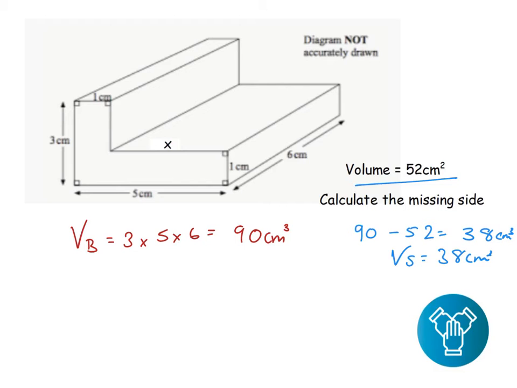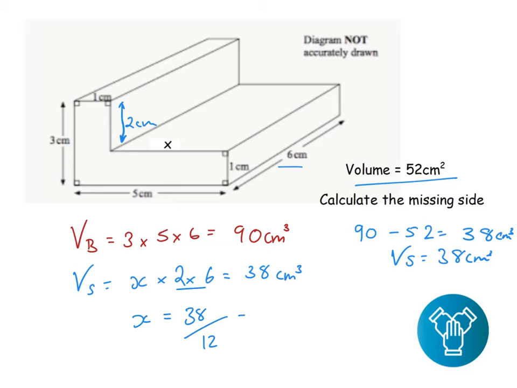So using the dimensions from the picture, we can see that the x value times by the height there, which we can see is 2, times by the depth has to equal the 38 centimetres cubed. So to find the missing value for x, we're going to do 38 divided by the 12, which is 2 times 6, and that will give me 19 over 6, or a decimal value of 3.2 to 1 decimal place.